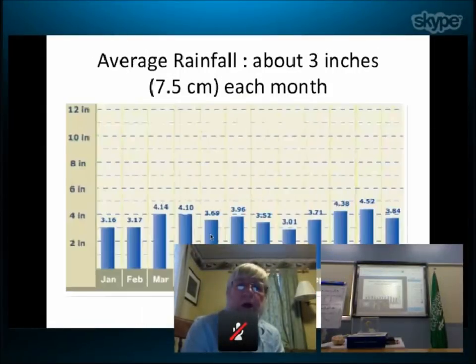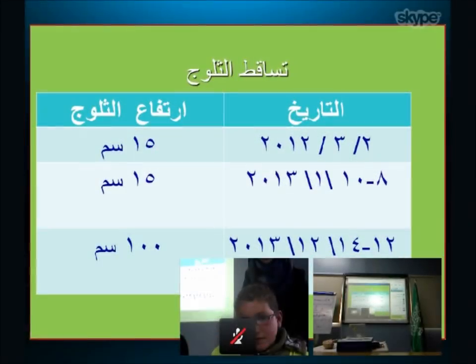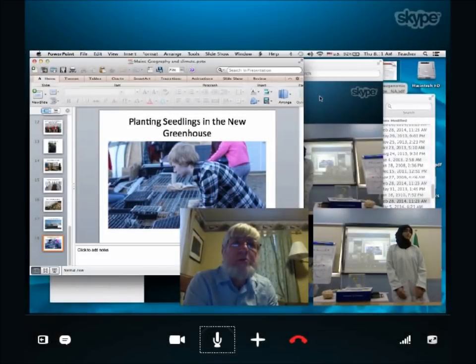We have lots of rainfall, about 3 inches, 7.5. On the 2nd of March 2012. There are animals and plants that.